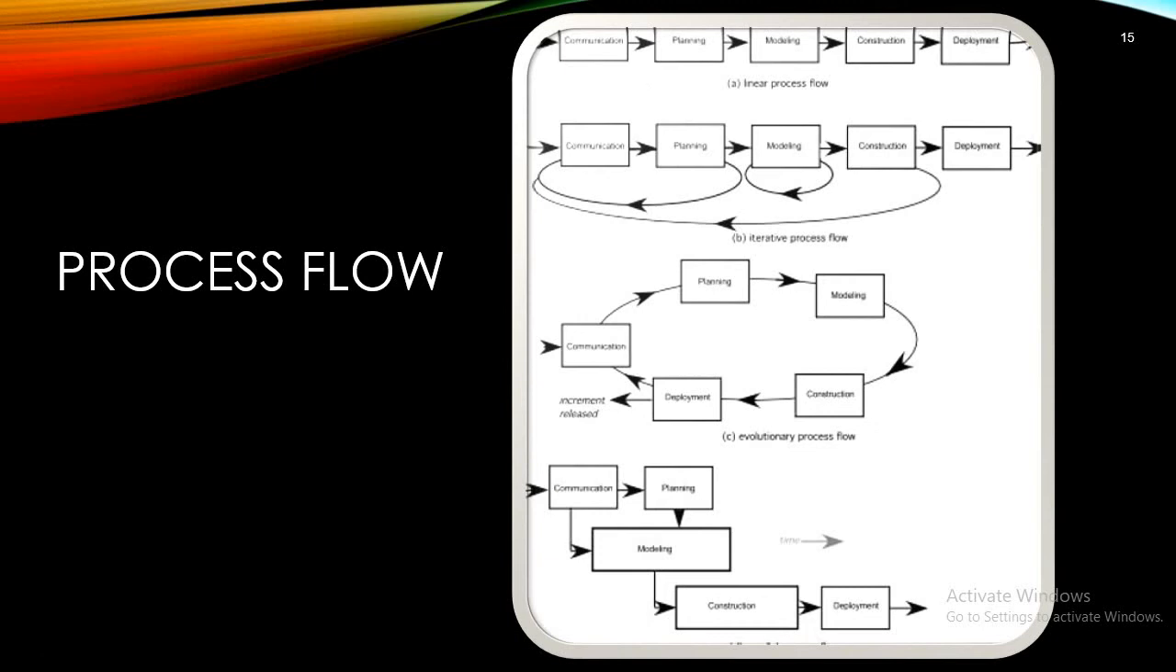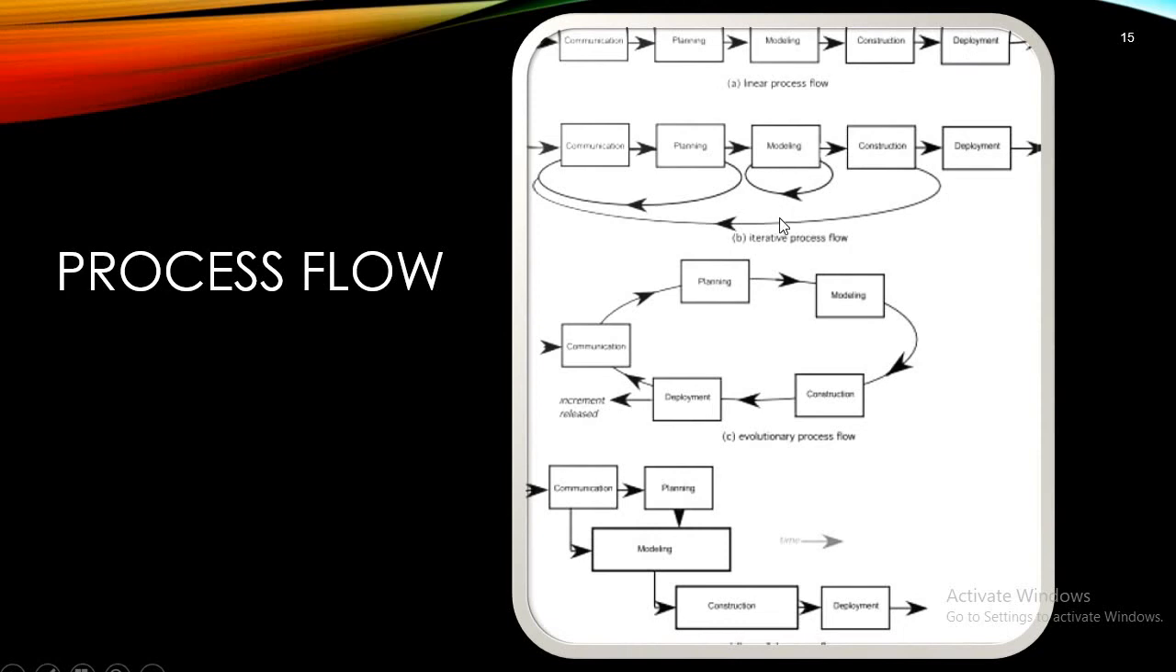As I told you, we have 5 framework activities: communication, planning, modeling, construction, and deployment. This linear process flow will execute each of the 5 activities in sequence, that is one after the other. Communication, after communication, planning, after planning it comes to modeling, and after modeling it comes to construction, and then finally to the deployment. So this is called a linear process flow.